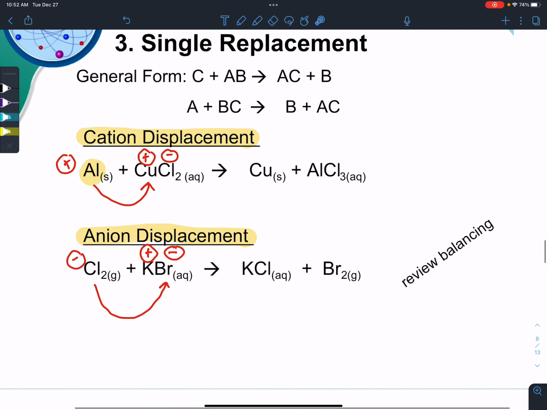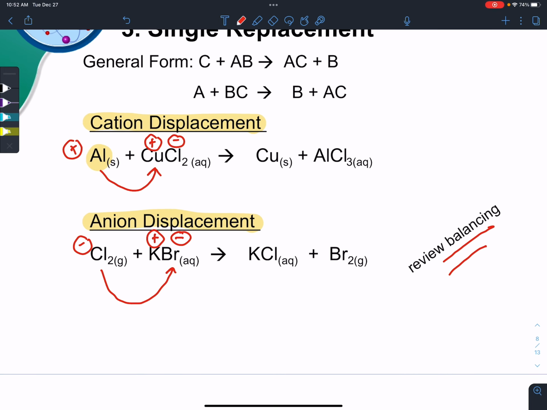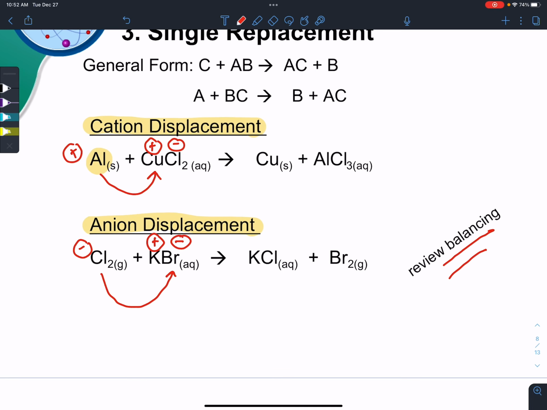Remember, this is also a really good opportunity to remind you to review your balancing. Every single time you have an equation, you've got to make sure that it's balanced. So let's check both of these to see if they're balanced. This kind of reviews what we talked about in lesson 1. So I'm going to erase my work here so we can see this clearly. Let's look at the first one.